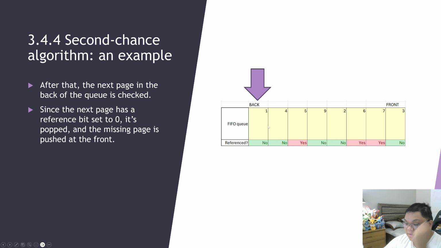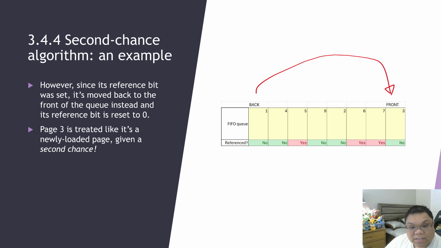So, under second chance algorithm, it's basically FIFO, but with the added change of if we are to pop a page from the back, but its reference bit is set, we push it back to the beginning, and we set its reference bit to 0. We replace a page that is at the back if its reference bit is 0. And that's a second chance algorithm.